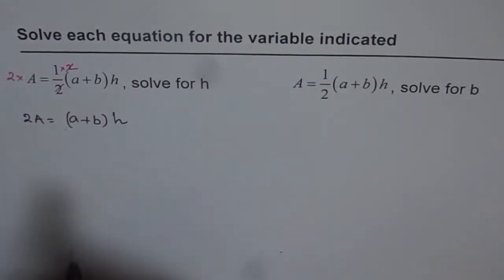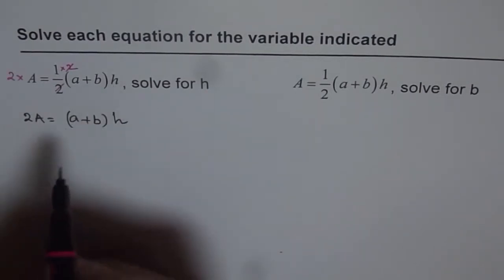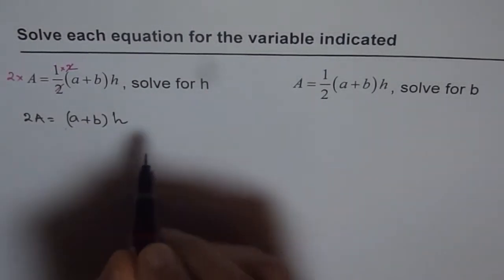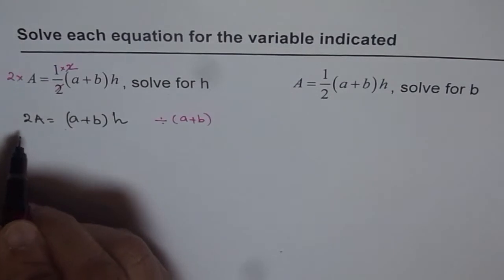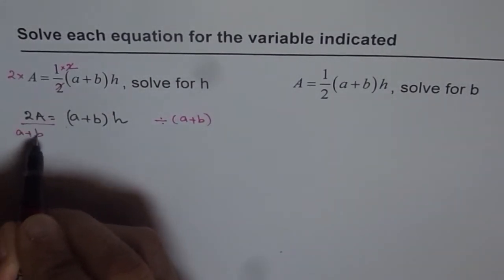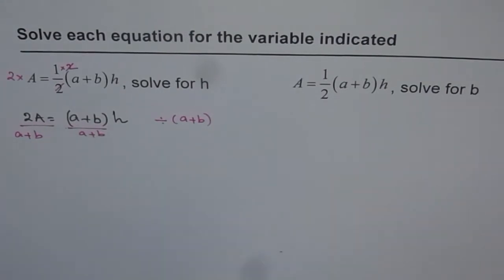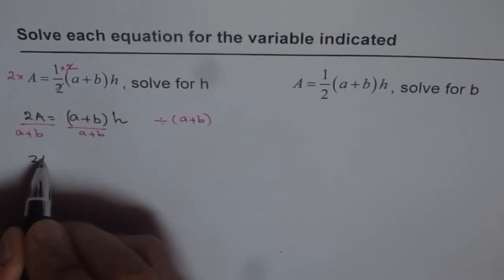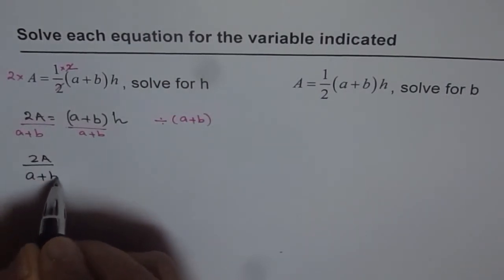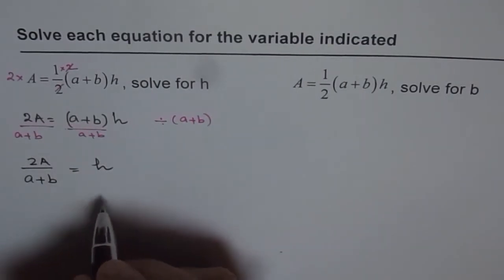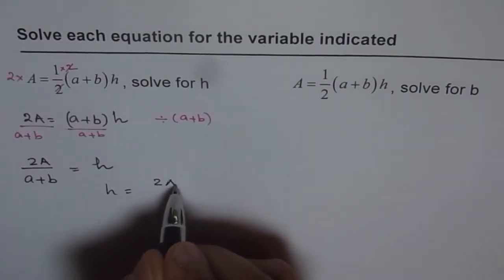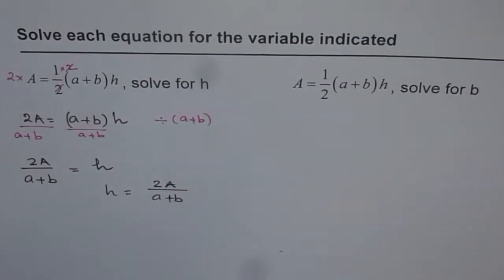Now the next step to isolate h should be that we divide by a plus b on both sides. So when you divide by a plus b on both sides, what are you going to get? You get 2a divided by a plus b equals h. And so you've isolated h, right? So you can write down now that h equals 2a over a plus b. So that is your formula for height h.